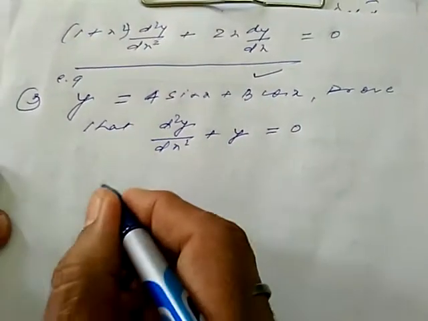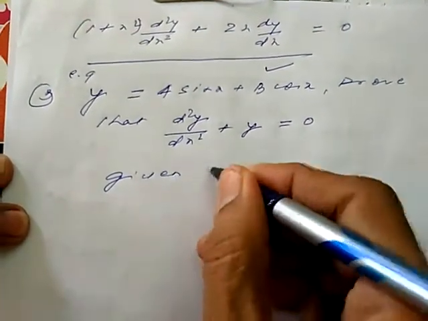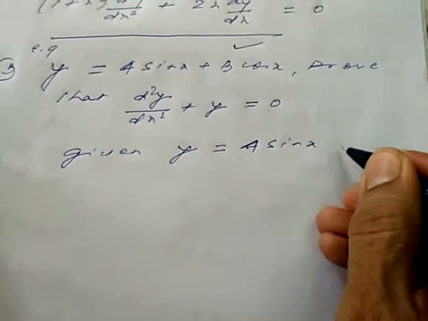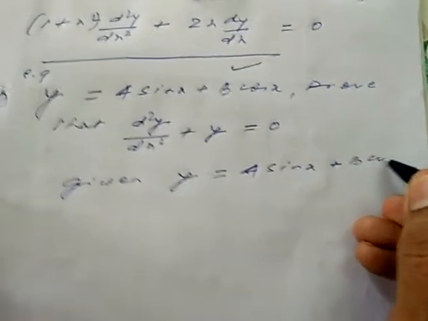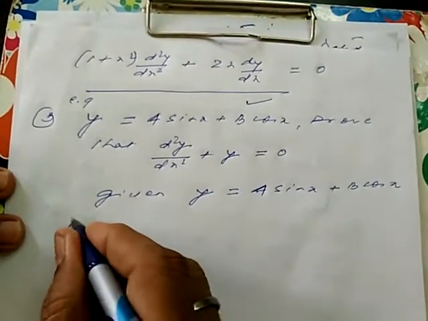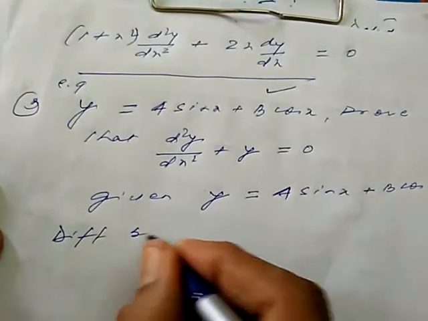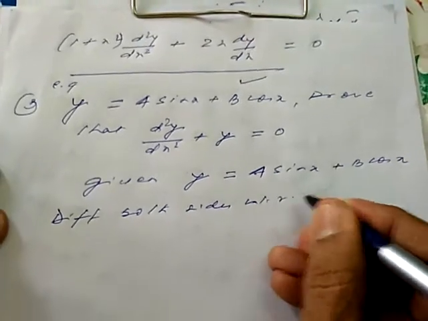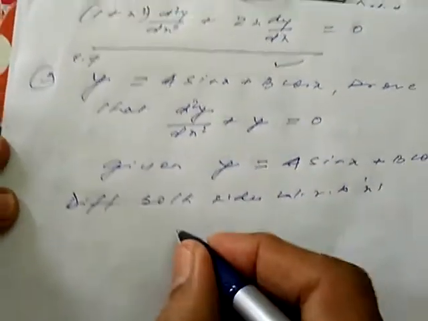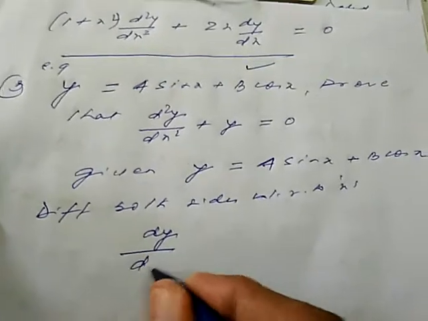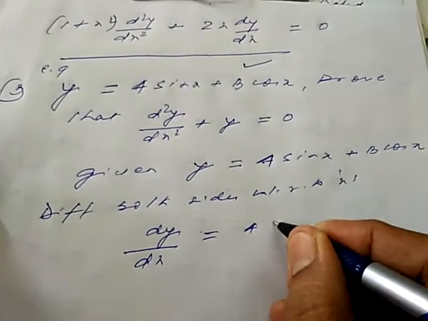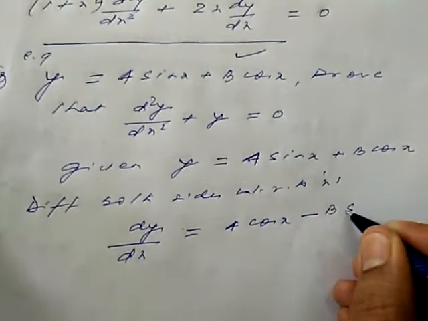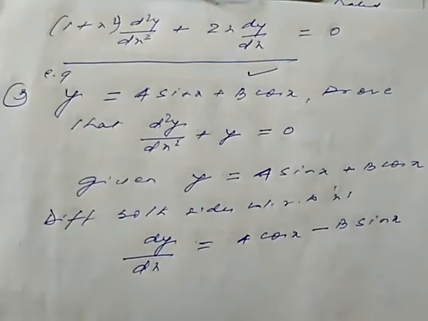How will we go about it? Given is y is equal to a sin x plus b cos x. So differentiating both sides with respect to x, that will be dy by dx equal to a cos x, the differentiation of sin x, and minus b sin x, because the differentiation of cos x is minus sin x.